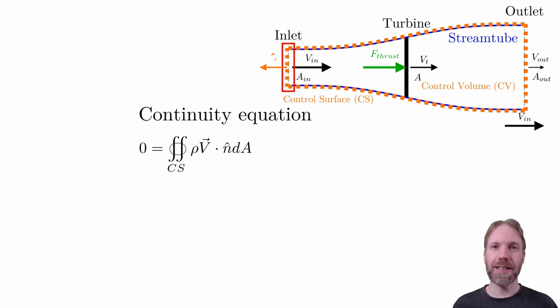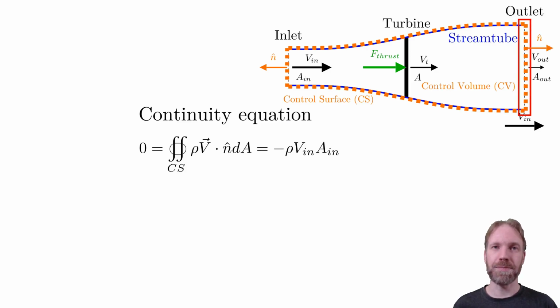Now, let's look at the inlet. The normal vector is always pointing outwards from the volume. The velocity is the incoming velocity. We see that the velocity and the normal vector have opposite directions, which will make the dot product negative for the inlet. We need to carry out the integral over the inlet area. As the flow is constant over each cross-section, we can just multiply by the area. And the inlet expression becomes minus density velocity in area in.